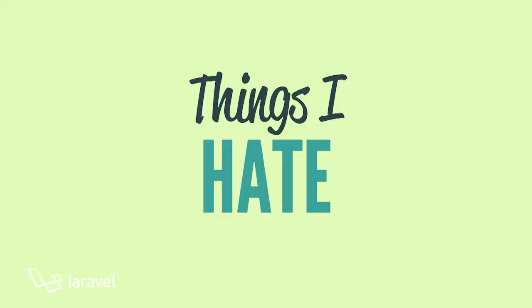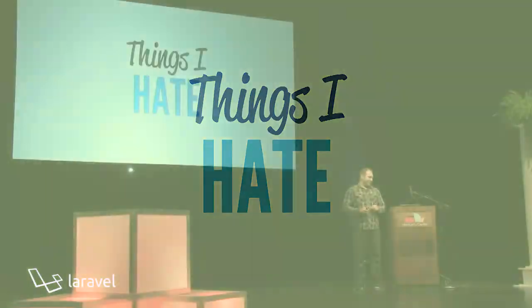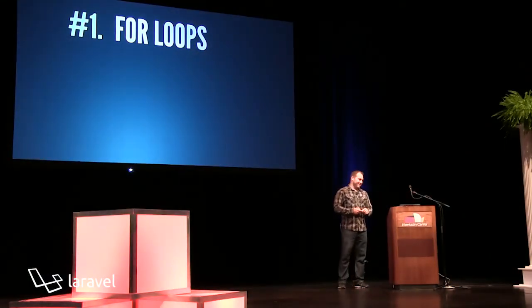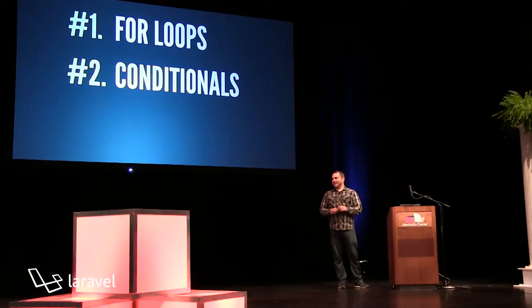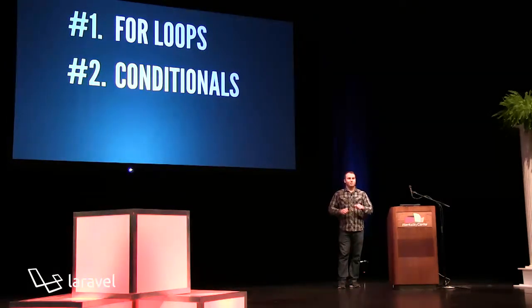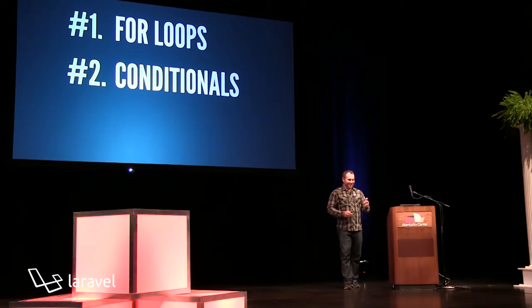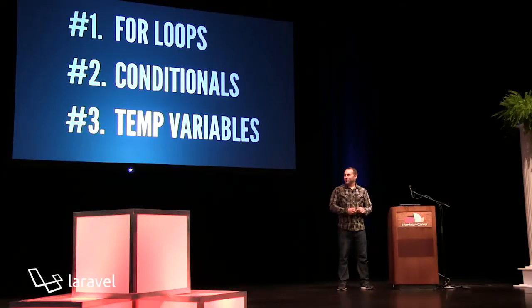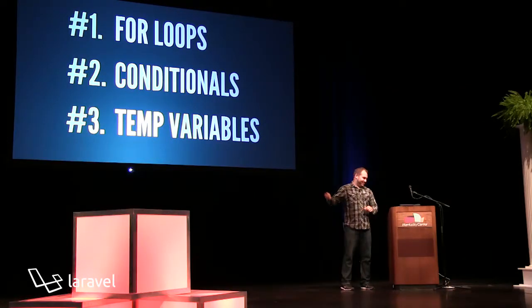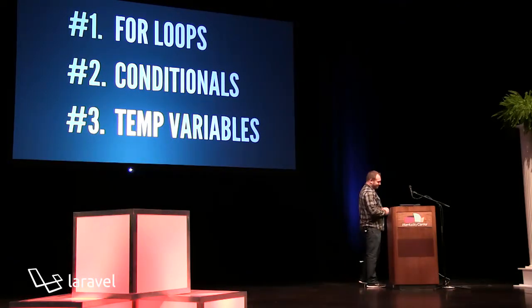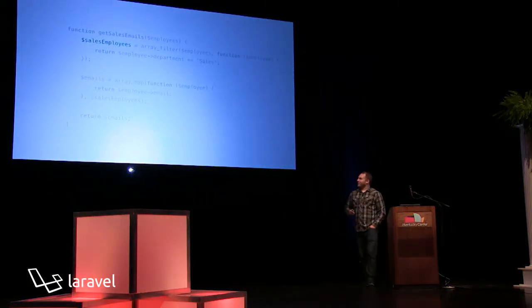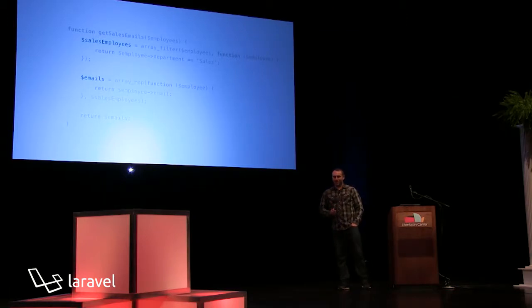So I want to take a minute to talk about some things that I hate. Number one is for loops, which you might have gathered at this point, right? Number two is conditionals. And so far, our code is not hateable because it has no for loops and it has no conditionals, right? But number three is temporary variables. The fundamentals of programming, all bad things. So if we look at this code, we have not one, but two evil, horrible temporary variables.